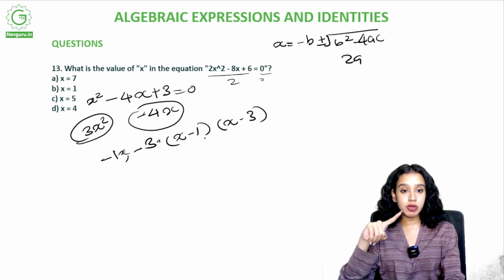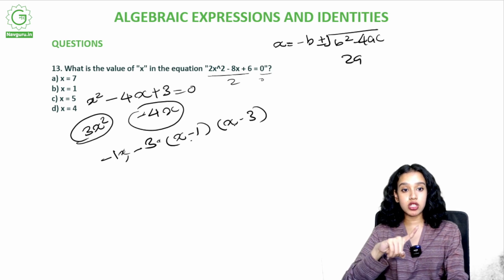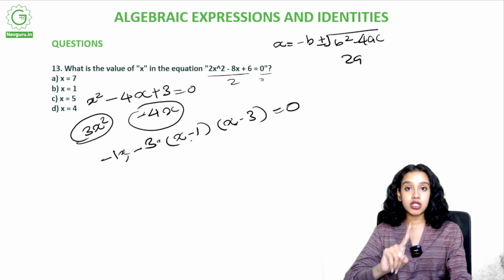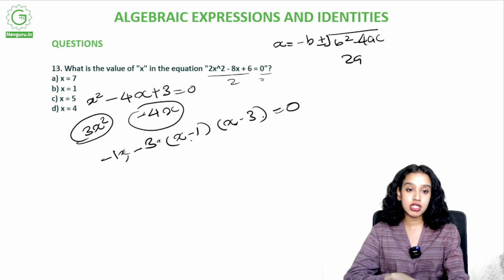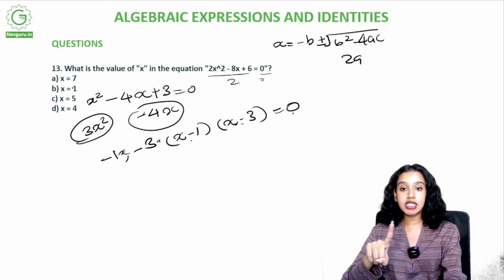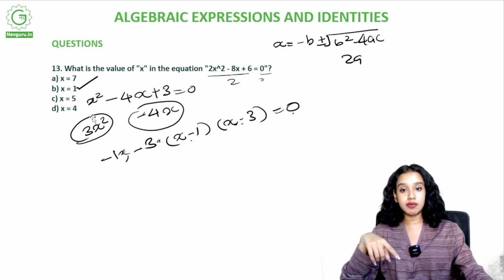Right, so this should be 0 if either x minus 1 is equal to 0 or x minus 3 is equal to 0. So either one of the terms should turn 0 for this equation to be 0, right? So either the answer x should be 1 or x should be 3, and here we have the option where x is equal to 1.